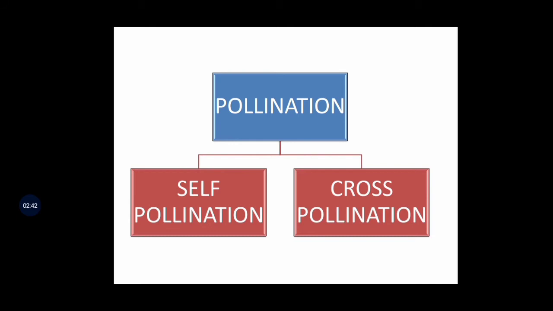I hope you have also understood these two concepts from the video. The transfer of pollen grains from the anther of a flower to the stigma of the same flower is called self-pollination. The transfer of pollen grains of a flower to the stigma of another flower of a different plant of the same species is called cross-pollination.